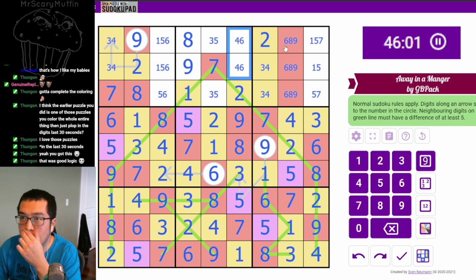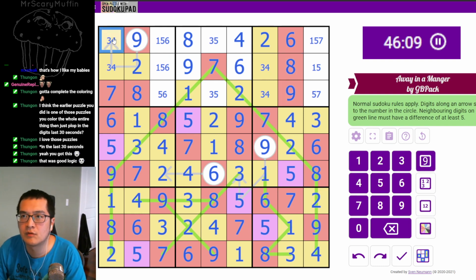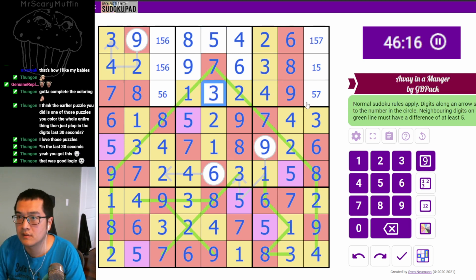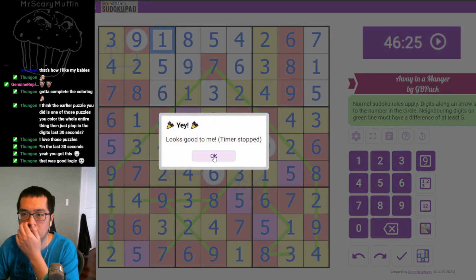6 and 4. That's a 6. That's 4, that's a 6. These can't be 6s, that's already a 9. There's a 4, so that's a 3 and 4. That is a 3 and a 4. That is a 5 and a 3. There's a 7, that's a 5, that's a 1, that's a 7. That's a 6, that's a 5, that's a 1, and we are done.